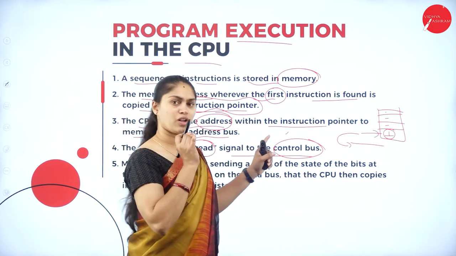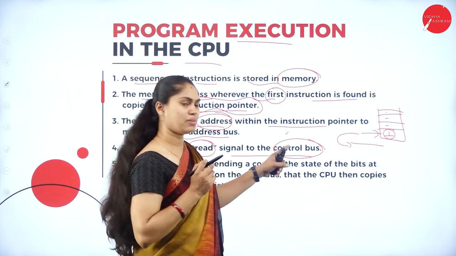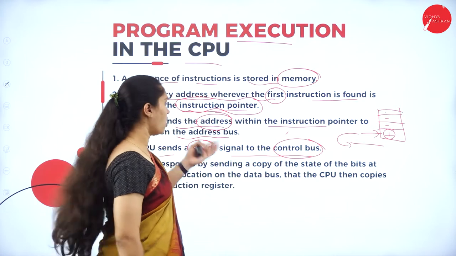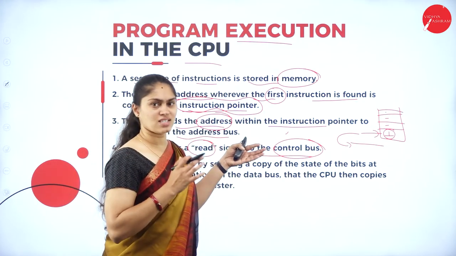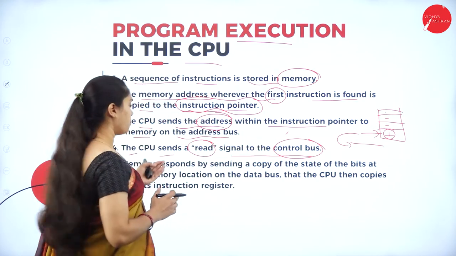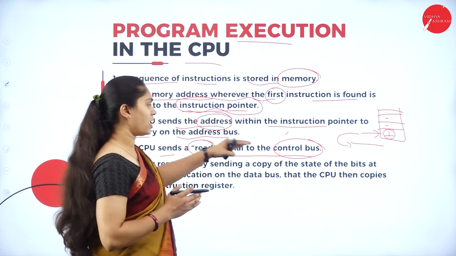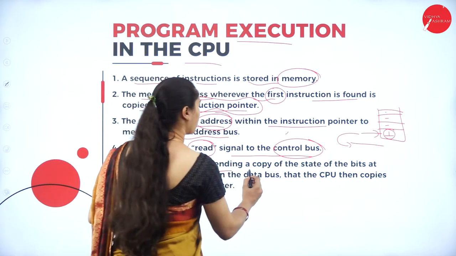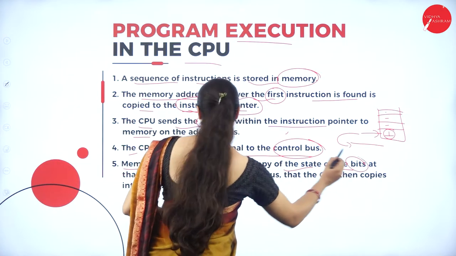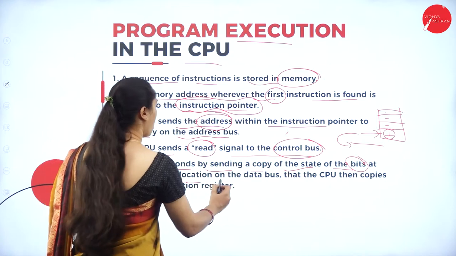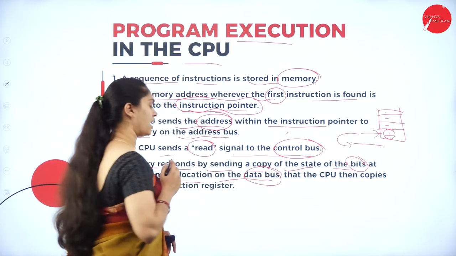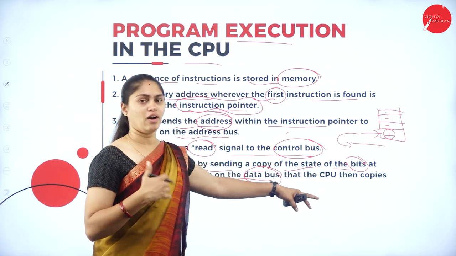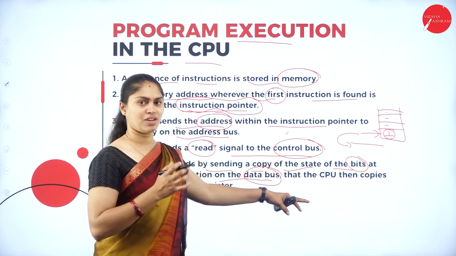The address bus will carry the address. The control bus will control the operation, whether it is a read or write operation. So after getting the address of the first instruction in the computer's memory, the CPU sends the read signal to that control bus. After that, memory responds by sending a copy of the state of the bits at that memory location on the data bus. Then this data bus holds the state of the bits: how many bits we have, what operation has to be done, what kind of data it is.